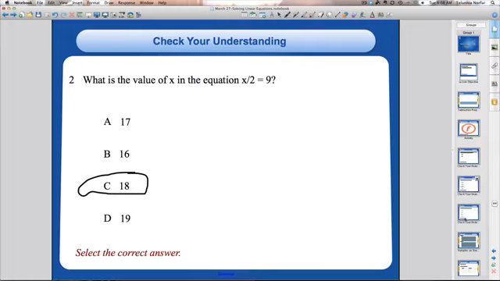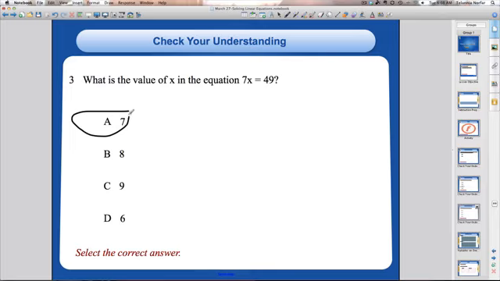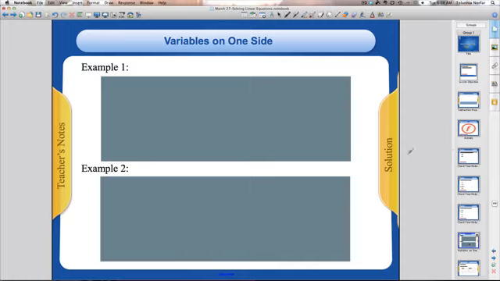Okay, let's go to the last one. What is the value of X in this equation? Again, unpause the video when you're done. You are right. 7 times 7 gives us 49. Okay, now let's look at variables on both sides. Here's the first example.